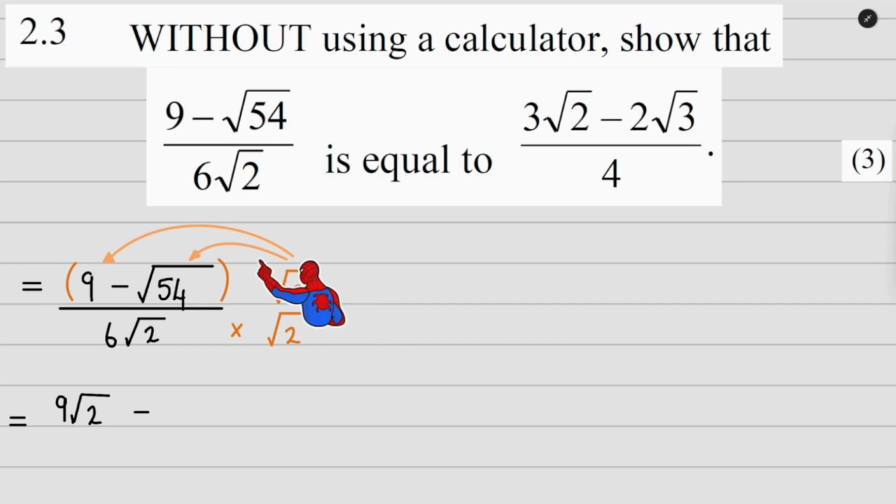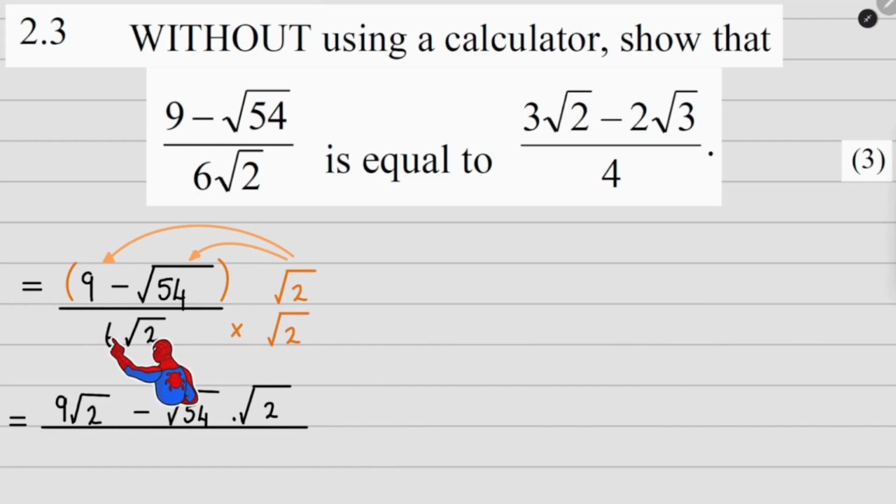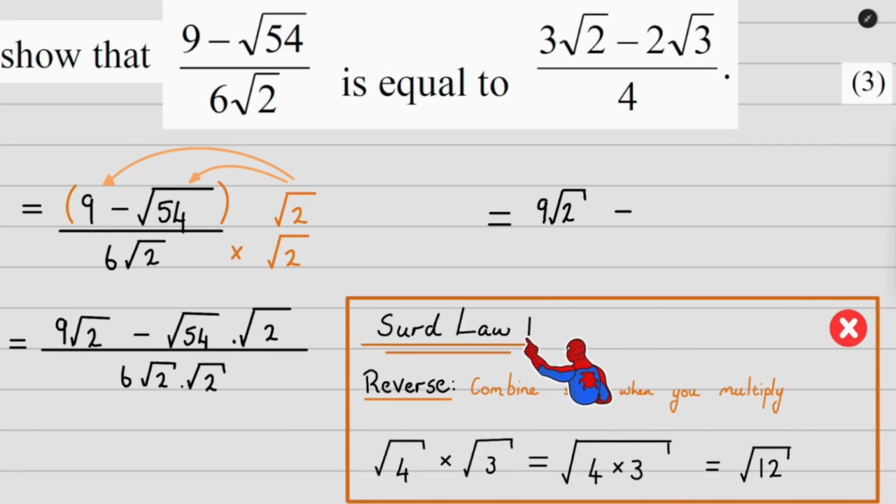And then I'm going to say root 2 times root of 54. And then at the bottom, the 6 can chill there. And then I'm just going to say root 2 times root 2 next to that. I'll explain what to do in the next step. So in the next step, that 9 root 2 can stay as is. I can't really simplify that more because 2 is a prime number. And I'm going to be using surd law 1 to simplify these two guys.